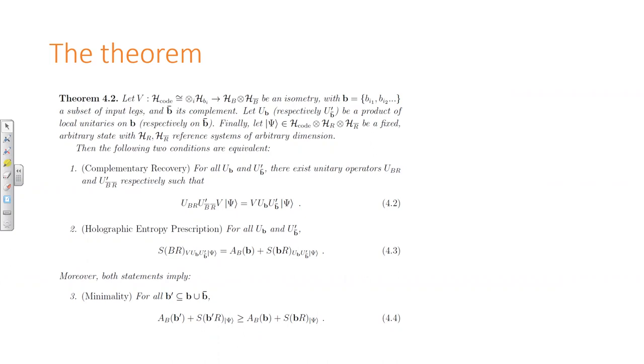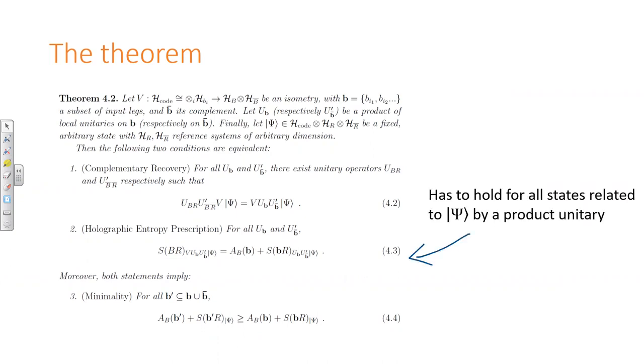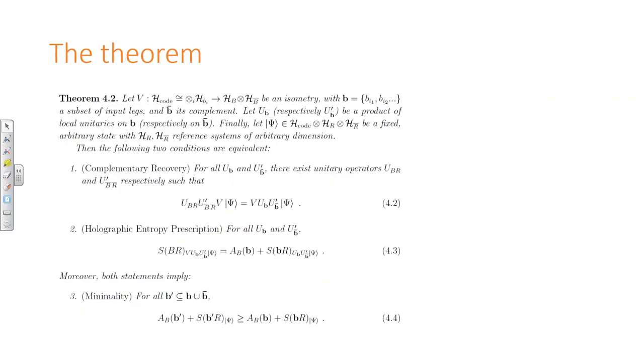So hopefully I've given you enough motivation to think that this result is cool. The first condition is going to be exactly the condition I just stated: that there's some little b that's reconstructible from big B and one reference system, and there's little b bar that's reconstructible from big B bar and the complementary reference system, for some particular state psi. So that is condition one. That should be true for all product unitaries on little b and little b bar.